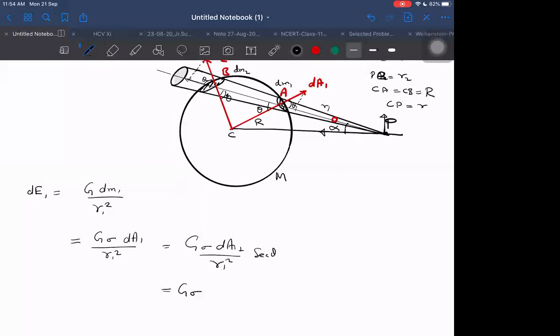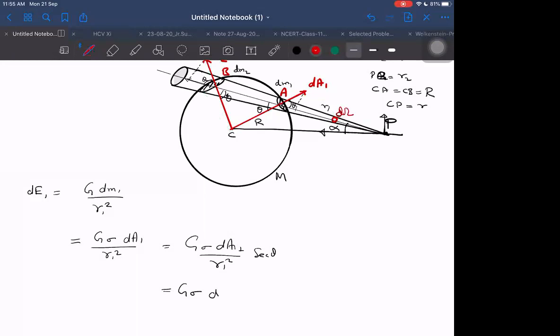G into sigma into dA1 perpendicular divided by R1 square into secant theta, or as we wrote last time, G into sigma into d omega. Which omega here? This is d omega here. Somebody may think that it is the subtending angle at the center, and that also we can call d omega. I'm not talking about that d omega. I'm talking about the omega in the cone. We can make other cones, and we can talk about their subtended angles also, but I'm not talking about that right now. So be clear, I'm talking about this d omega.